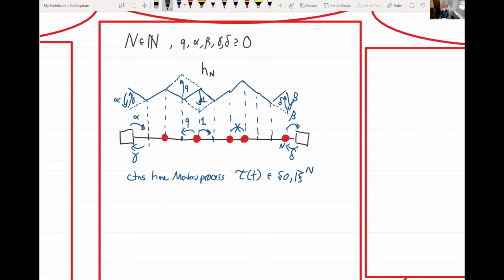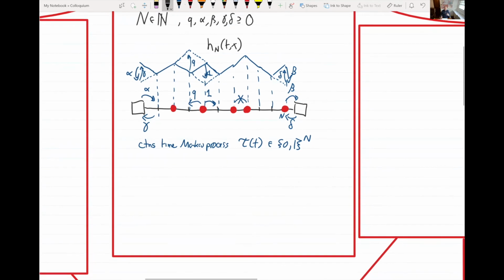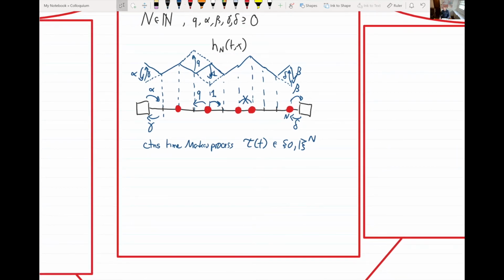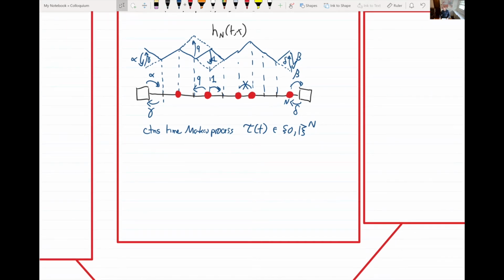And so now you have an alternative description of the process in terms of a height function. I'll call it h_n to denote the system size, h_n(t, x), where x is now a number between 0 and n. Now, because this is a continuous time Markov process with nice properties, there exists a unique invariant measure.